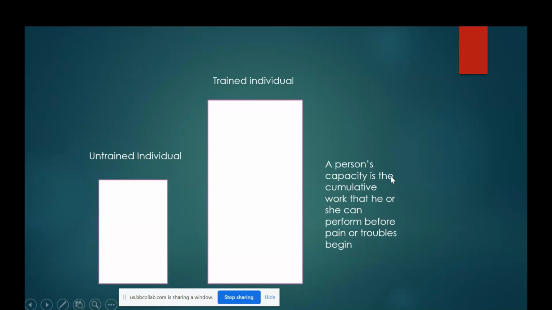As you train though, your glass gets bigger. So an untrained individual cannot handle as much training stress as a trained individual. So a person's capacity is the cumulative work that he or she can perform before pain or troubles actually begin. So a trained individual can go in there and they can handle a lot more training volume than an untrained individual, all things equal.